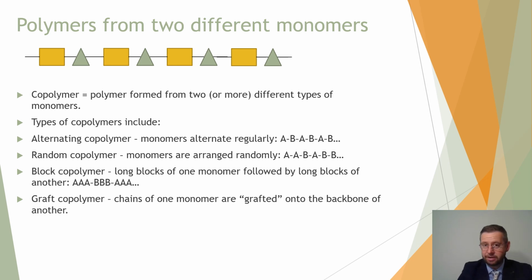There are examples out there of random copolymers, where the monomers can mix in any order they like. Block copolymers, where you get a series of one monomer and then a series of another monomer, and even something called graft copolymers. But we are not so interested in those right now. We're going to look at some examples of alternating copolymers.